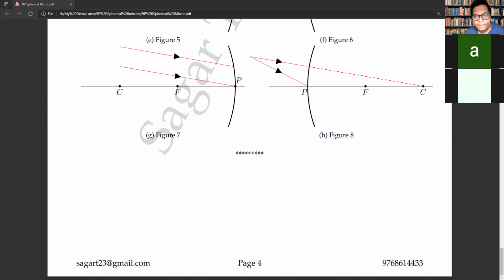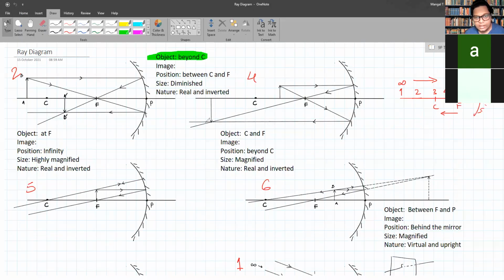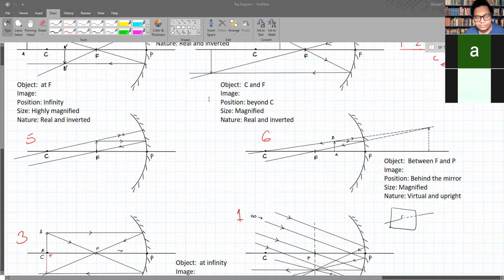So there won't be any fourth ray coming. Only out of these three. You don't need any other ray. Minimum two are required to draw the ray diagrams. So you don't need more than that. Okay. So the kind of ray diagrams that we have drawn earlier, all these ray diagrams you will see, you need a minimum of two rays to form an image.